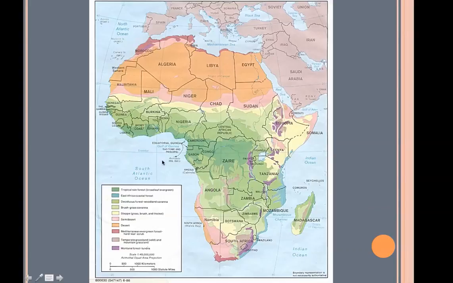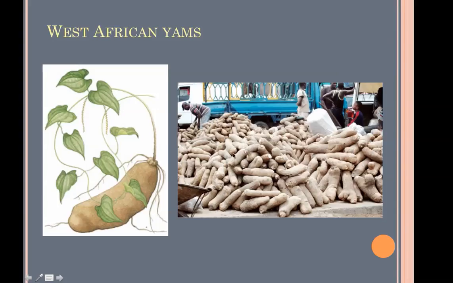Essentially, it's too wet for any kind of grain to grow. Millet and any of the other indigenous African grains cannot be grown in this region, just too wet. The only thing that can be grown is the yam. And you read about it, that it's certainly limited in terms of nutrition.